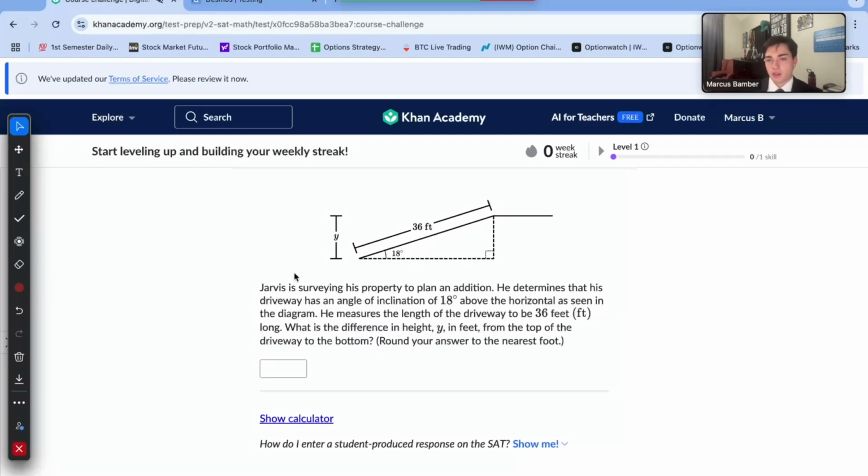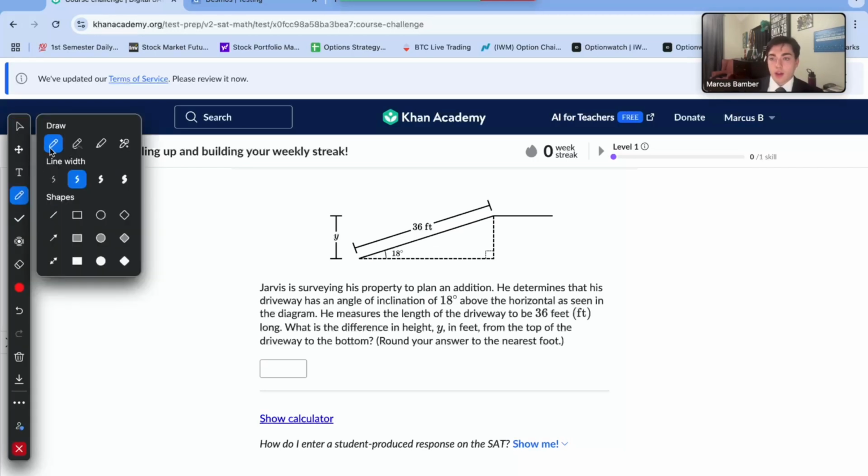Okay, Jarvis is surveying his property to plan an addition. He determines that his driveway has an angle of inclination of 18 degrees above the horizontal, as seen in the diagram. He measures the length of the driveway to be 36 feet long. What is the difference in height y from the top of the driveway to the bottom?